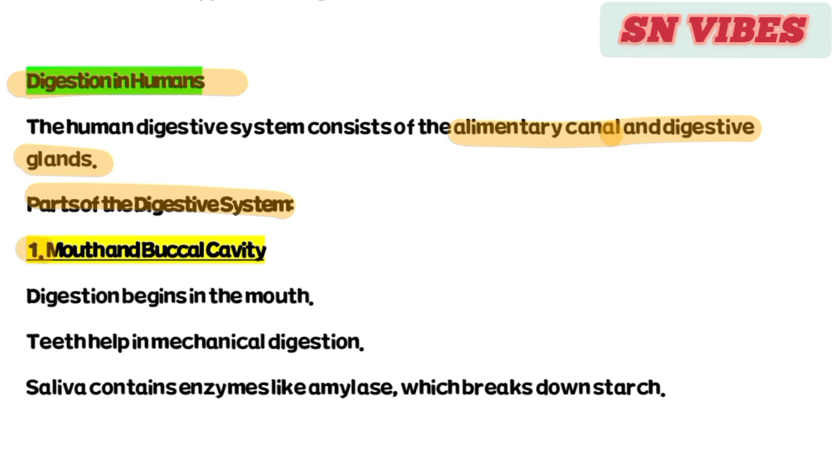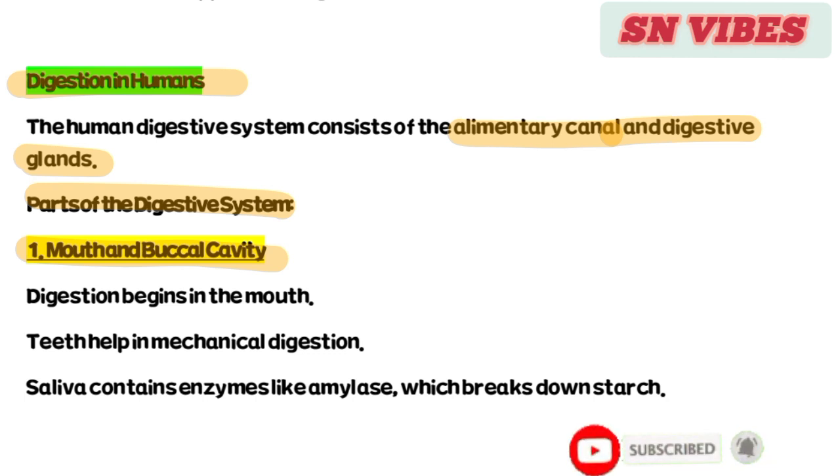The first part is the mouth and the buccal cavity. The main difference between the mouth and the buccal cavity is that the mouth is seen outside, externally we can see it. But the buccal cavity is present inside the mouth. If we open the mouth we can see a number of parts inside. That complete compartment is called the buccal cavity, where there are teeth, tongue, etc.